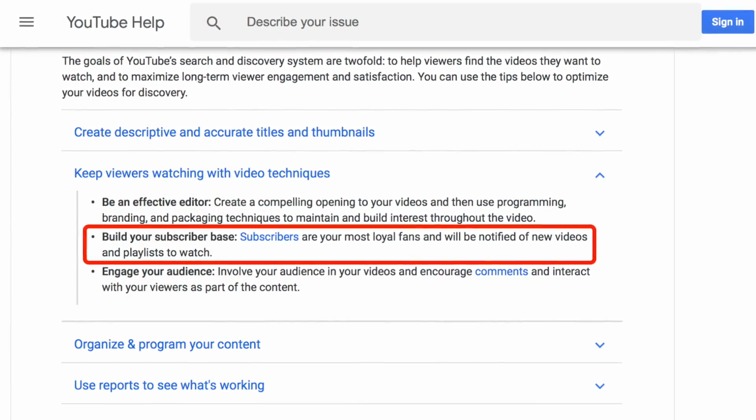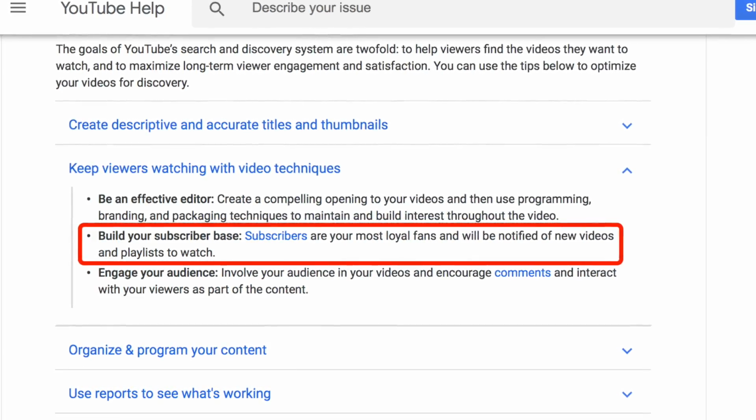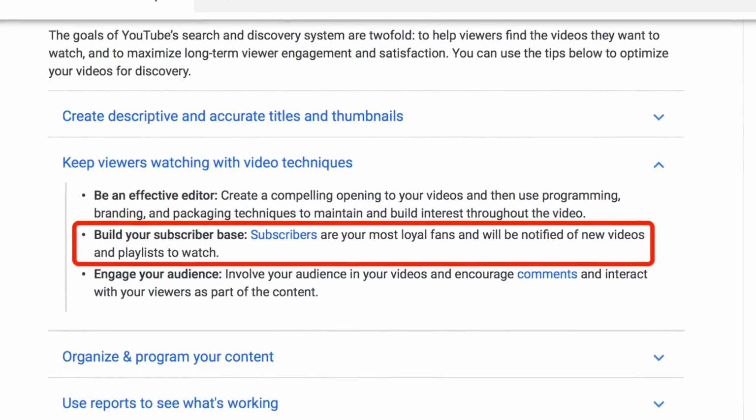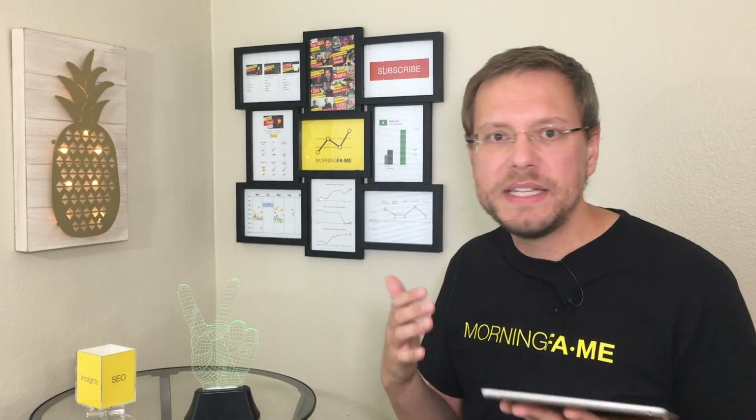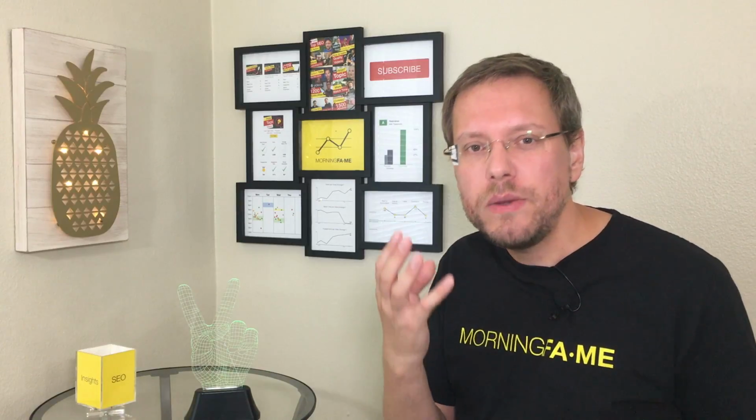And then the next point is build your subscriber base. Subscribers are your most loyal fans and will be notified of new videos. By the way, that is actually a really important point. Your subscribers usually, I studied that for many channels, give you better metrics than all the other viewers you have. They have longer watch times and they have more engagement and so on. So it is really important that you build a good relationship with your subscribers so you can motivate them to keep coming back, and they are the ones who are watching your video in the beginning. They will drive your view velocity. They will give positive signals to the YouTube algorithm.